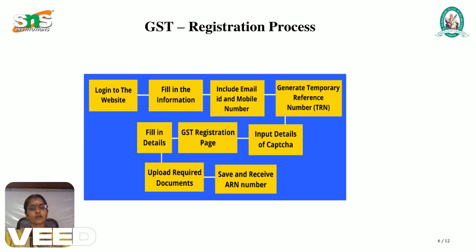Now, the process involved in GST registration is shown through this diagram. First we log in to the website and fill in the information, providing all our details, then generate the reference number. Then we fill in our details on the registration page, give the input details, and also the captcha. Finally you have to save and receive the application reference number.